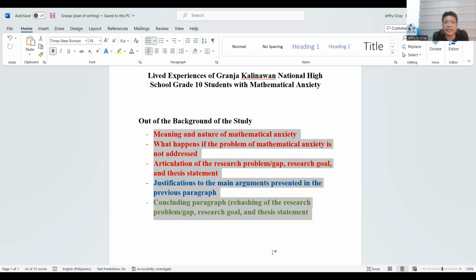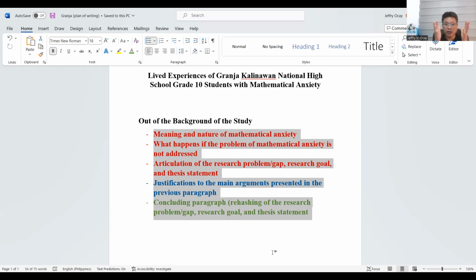So we discussed the outline, and this is what we came up with. The outline that she submitted to me was quite long. We removed the unnecessary parts because we could include those parts, but we're just wasting time, since the background of the study doesn't have to be too long. So 3 to 5 pages are enough for the background of the study.